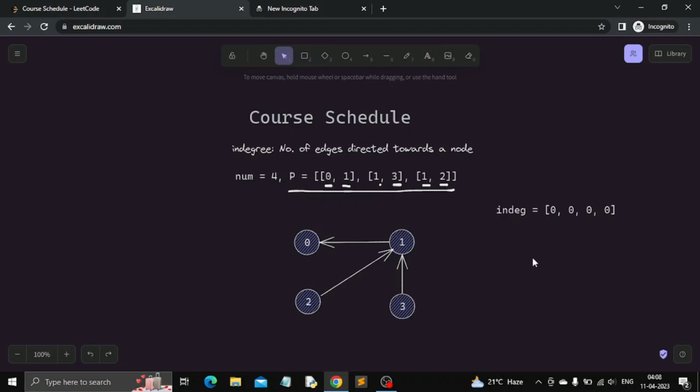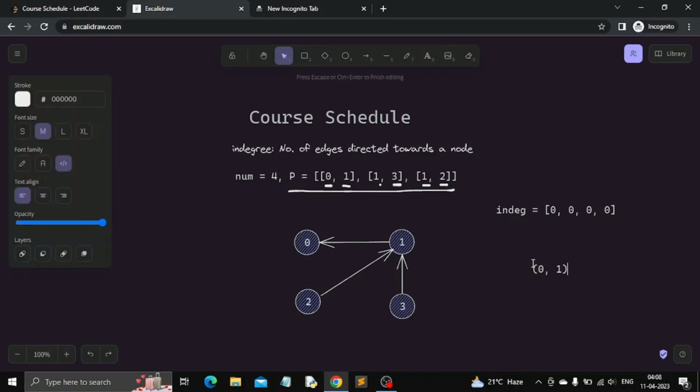As we have already discussed, if we have a pair 0 comma 1, it means that we have a directed edge from course 1 towards course 0, right? Because of this, the in degree of course 0 should be incremented. In the problem statement it was also mentioned that all the courses are labeled from 0 to n minus 1. So here we are going to increment the in degree of course 0.